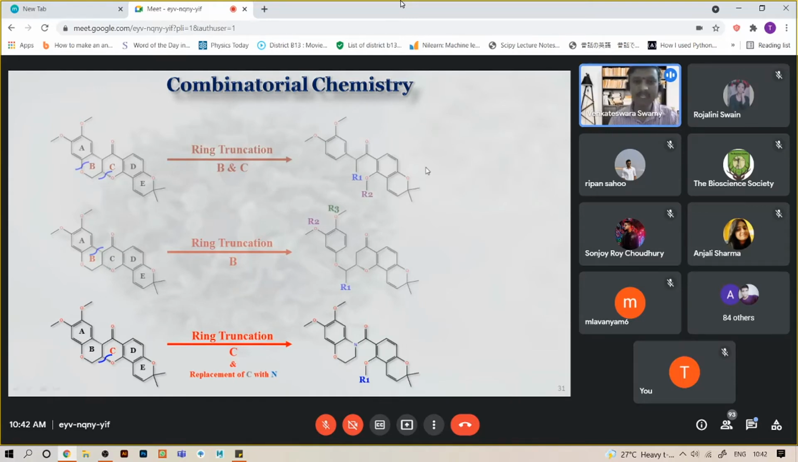So we are going to design a molecule from this knowledge. In the same way, here with ring truncation of the B, if I want to make the breakdown here, you can get a new molecule. You can see the benzene with R2, R3, and then R1 like this.